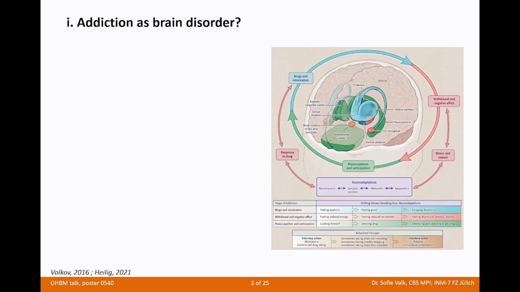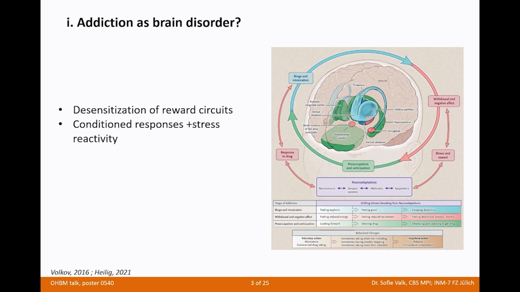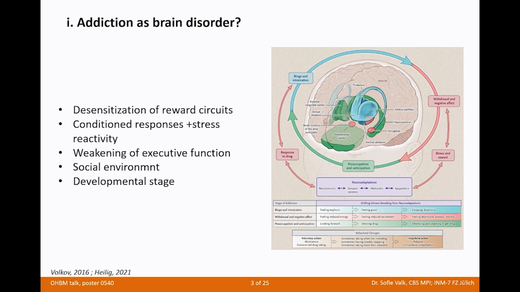First argument: addiction as a brain disorder. On the one hand, addiction is related to a desensitization of reward circuits, and it also changes conditioned responses. Moreover, addiction is thought to weaken executive function. Also, and I added this at short notice, so there's a typo, the social environment is very important to support addiction, because it makes it more of a habit if your surroundings also enforce it.